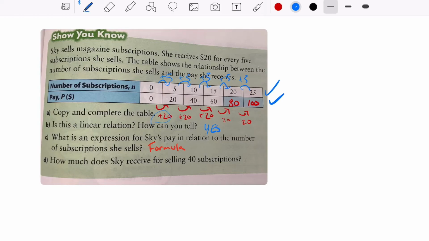This is where things get a little bit weird. What is the expression for Sky's pay in relation to the number of subscriptions? This is where I went wrong in my initial video. If you watched it and you're watching this correction, and if you didn't watch it, well, it's my bad.